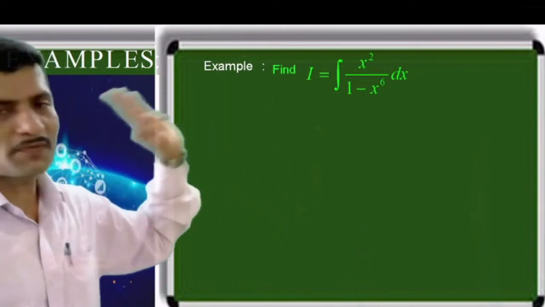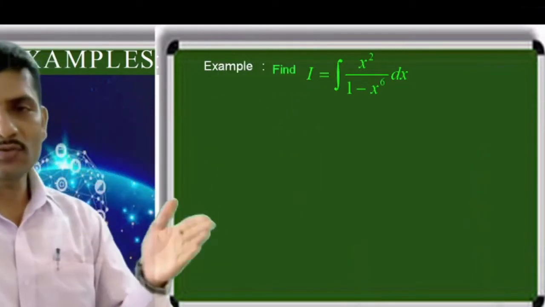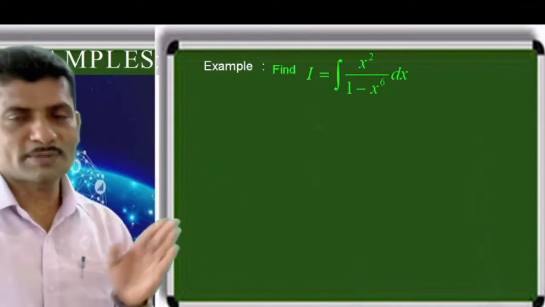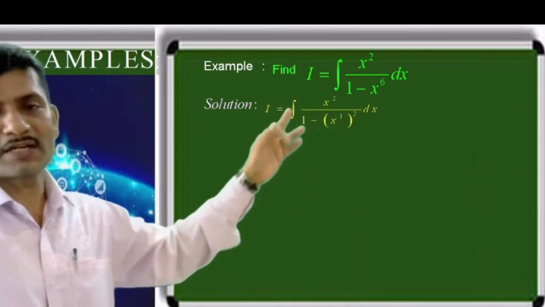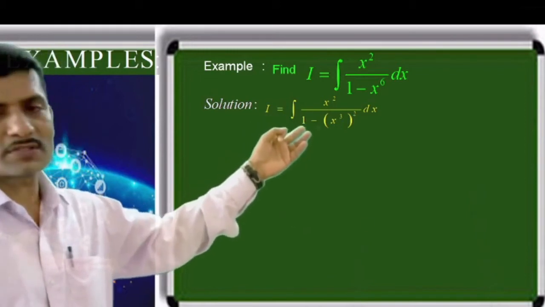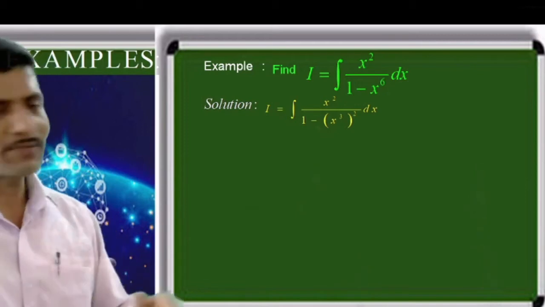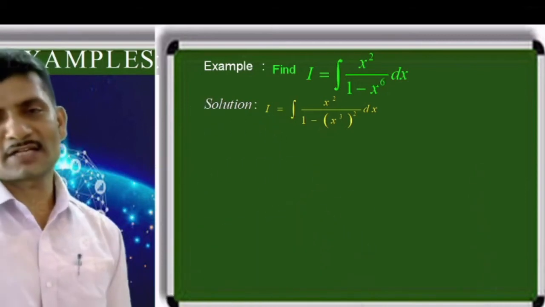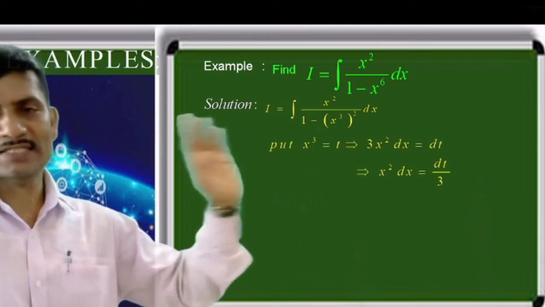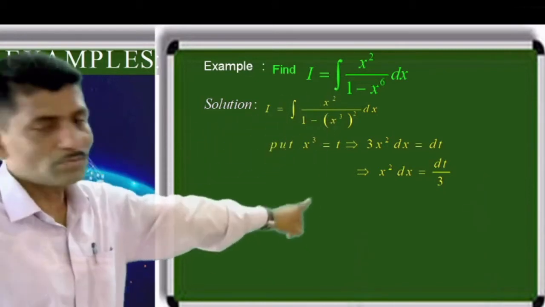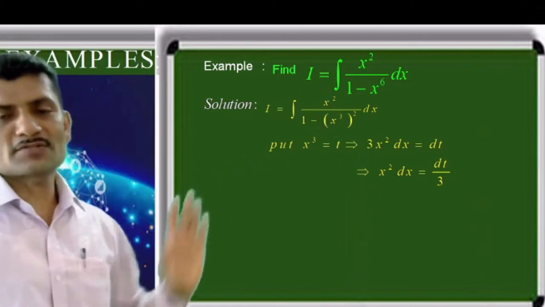Find the integral of x squared divided by 1 minus x to the power 6 dx. The given integral I is the integral of 1 divided by 1 minus x cube whole squared, times x squared dx. Let x cube equal t, so 3 times x squared dx is dt, therefore x squared dx is 1 by 3 dt.